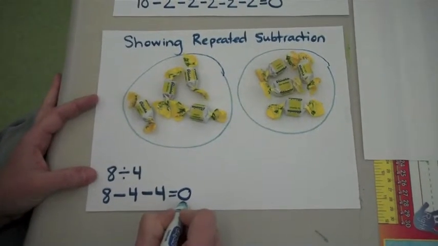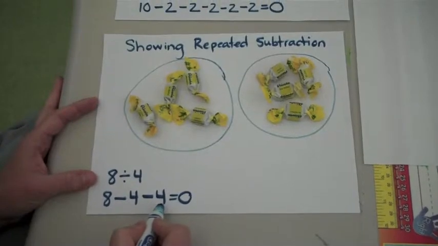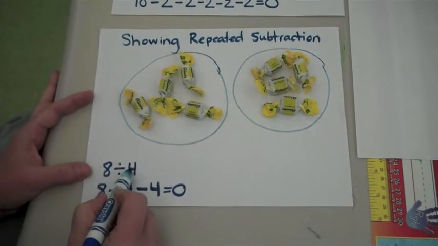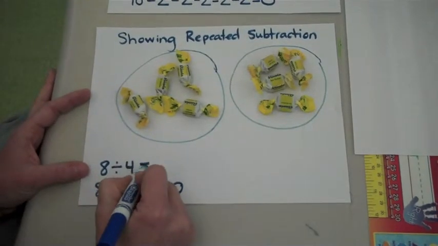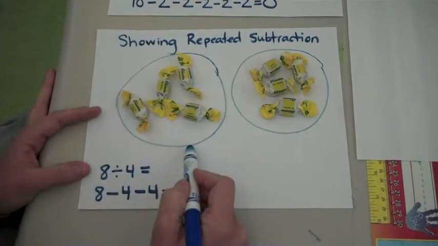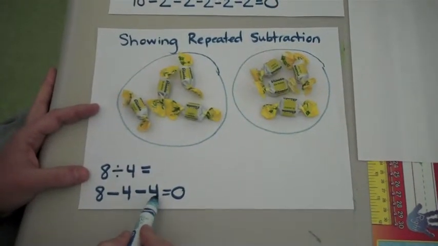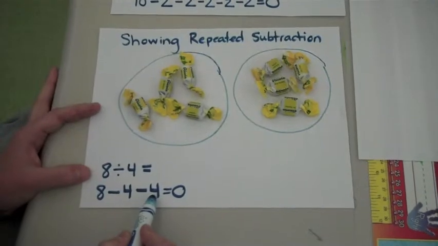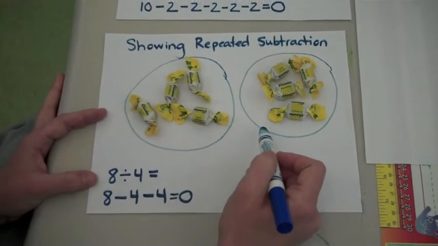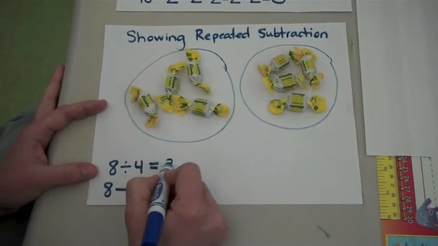And once I get 0, I know that I can count how many times I had to subtract 4, and that will give me the answer to 8 divided by 4. So 8 divided by 4 equals, and now I have to look and see how many groups I made. And I can either look here, or I can look down here and count how many number 4's I see in my subtraction problem. So I see 2 4's, and I see 2 groups. So that means 8 divided by 4 equals 2.